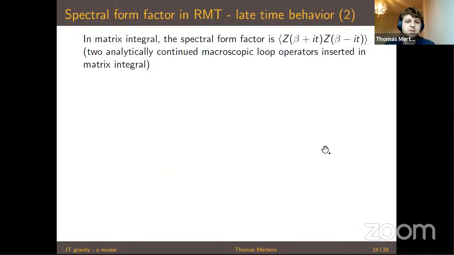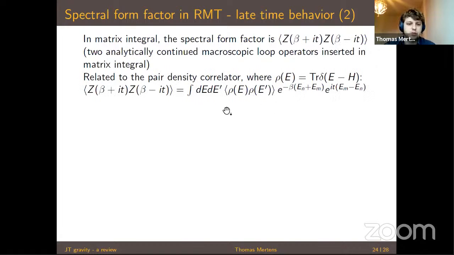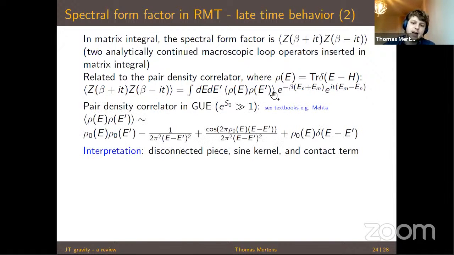Because JT is a matrix integral, the spectral form factor is this matrix integral calculation where I insert two analytically continued macroscopic loop operators. So this is the calculation on the matrix side. Now, this calculation is related to the pair density correlator, where I Laplace transform these loop operators in terms of spectral densities. This is a double Laplace transform. And then you need to know what this pair density correlator is in this matrix ensemble.